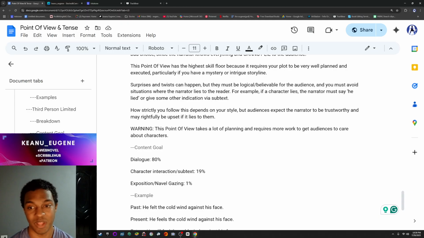Now, how strictly you follow this depends on your style, but the audience expects the narrator to be trustworthy and may rightfully be upset when it lies to them. For big things, I would generally say always have your narrator be honest. And this is part of what makes Disney's twist villains flop so much. Because Hans, for example, in Frozen, would have been a much better villain if we knew he was a villain from the very start. Because if you knew he was there to kill Elsa and marry Anna and then kill Anna, the audience would know, okay, this guy's a bad guy, and they would feel tense and annoyed and all types of emotions when Anna is falling in love with him.